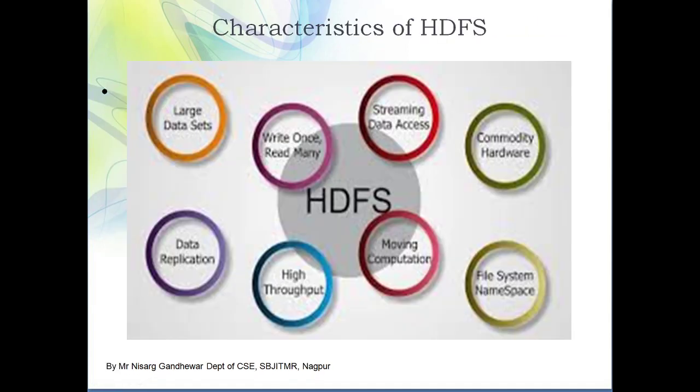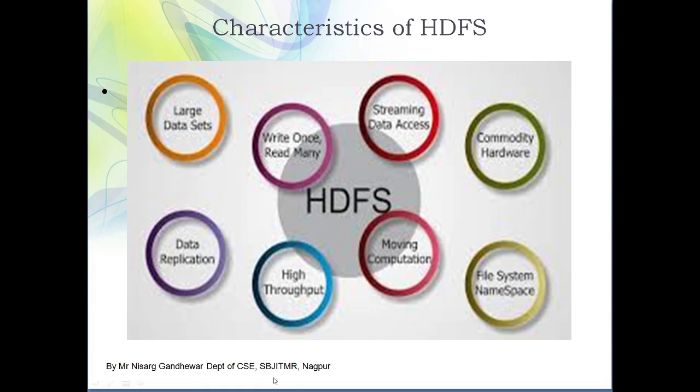Now next one is, what are the characteristics of Hadoop distributed file system? There are multiple characteristics. Very first, you can use HDFS for storing large data sets. Then write once and read many times. You can write this program and you can use it multiple times. Then streaming data access. Then commodity hardware. Data replication, as we have just seen, placing a single sub file at multiple locations. By default, it will be kept at 3 different locations.